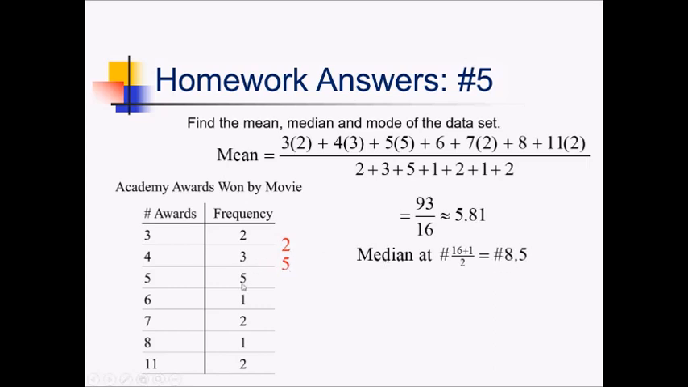So now I have these 5 movies that each had 5 awards. And once I've stacked those up, well, now I've acquired 10 movies. Item number 8.5 must have happened somewhere in here. So that means while I was putting together these 5 award movies, that's when I hit item number 8.5. So that means that the median is going to be 5, because that's where the middle number fell as I was adding up this frequency list. So now for the mode, that's the one that appears the most. And that's easier to tell on a frequency table, just whoever has the highest frequency, which in this case is 5.